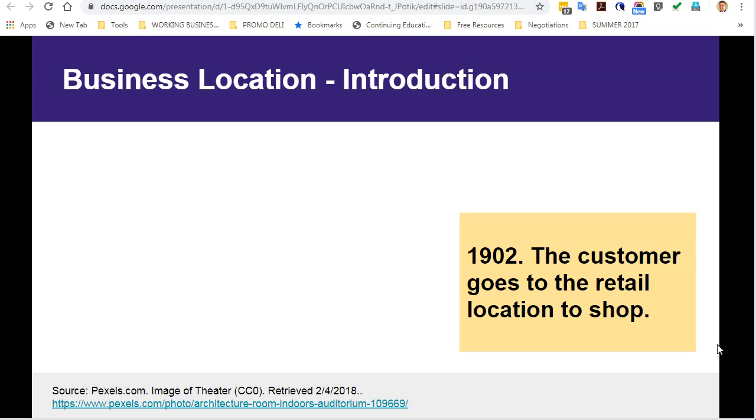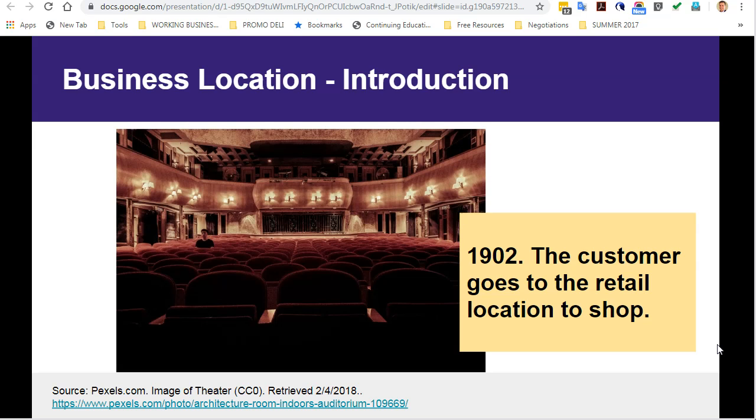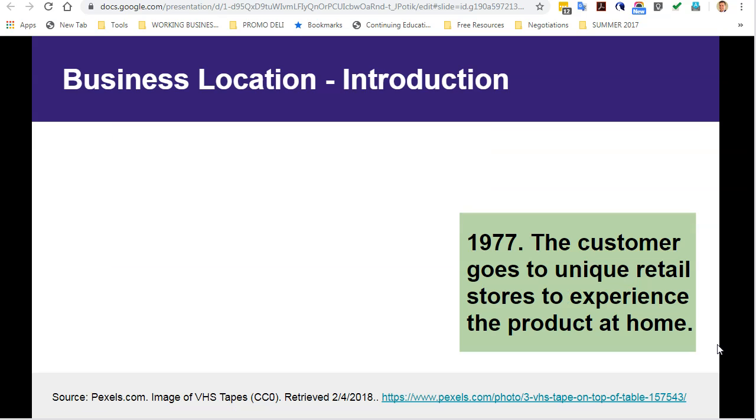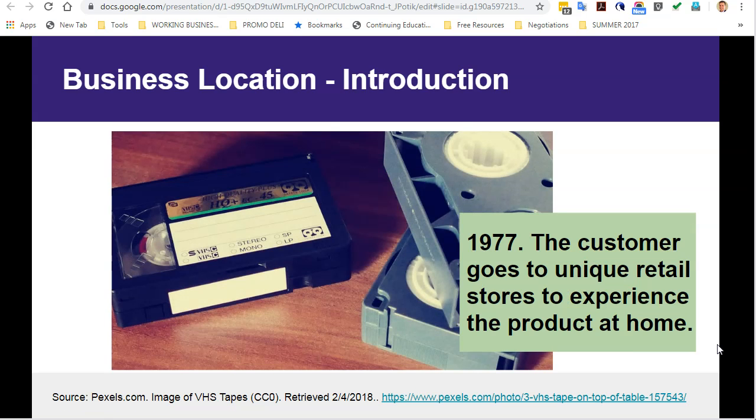In 1902, when movies were first getting started, they had to go straight to the cinema in order to watch a movie. So they would go to a theater to watch the movie. They couldn't watch the movie at home, right? In the 1970s, they started getting the movies copied to VHS or Betamax tapes, where you could go to a store such as Blockbuster, rent the tapes or buy the tapes, and you could play them in your own home. So this is a unique experience. You don't have to go to the movie theater anymore.